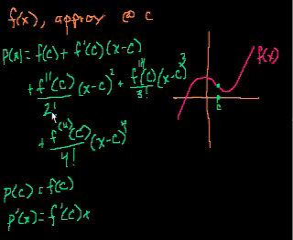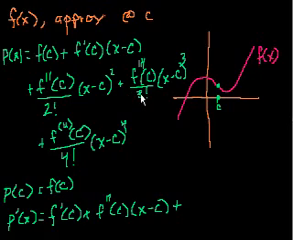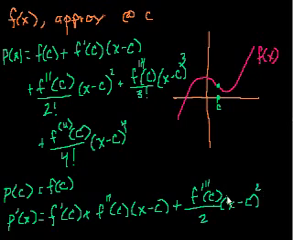2 times 2 divided by 2 factorial, which is just 1. So it's f double prime of c times x minus c, and then plus, let's see, 3 over 3 factorial, so that's 3 over 6, so we'll just have a 2 in the denominator, f triple prime of c over 2 times x minus c squared. And you don't have to worry about all of this. We could just keep going, but I wanted to show you one thing.